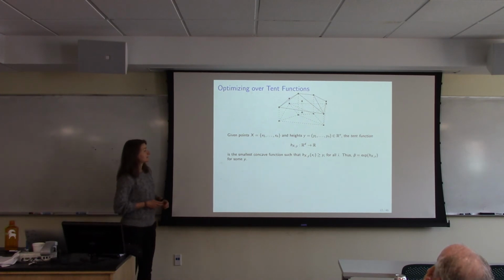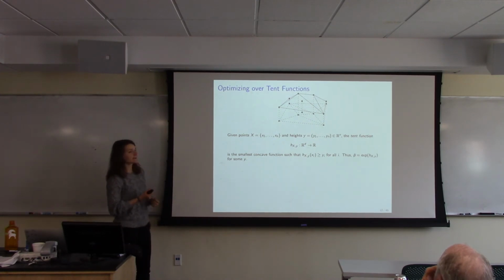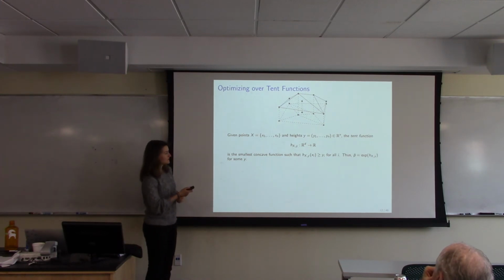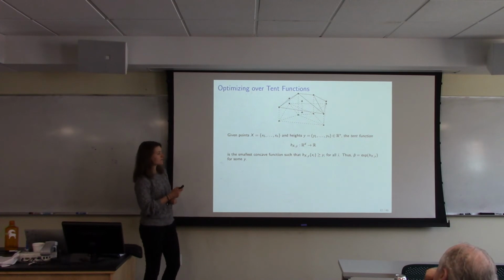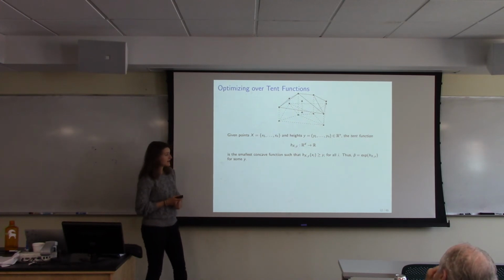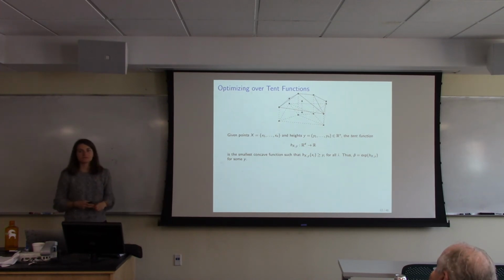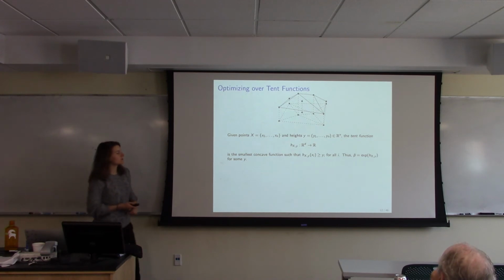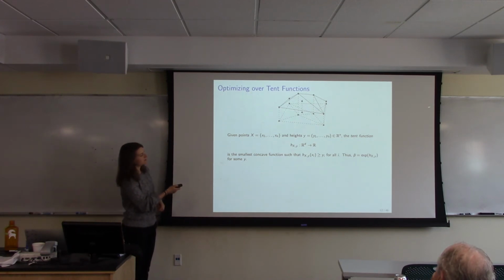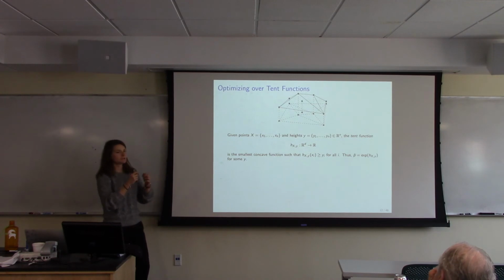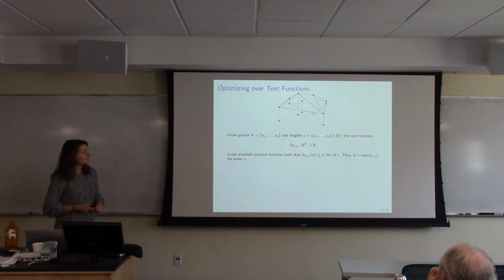And so here is a more precise definition. Given points x with heights y, so these are the heights of the poles, the tent function h_{x,y} is the smallest concave function such that at x_i, it's bigger than or equal to y_i for every i. So it's exactly this thing where you put a tarp on top, and there's equality if the tarp is touching the pole.